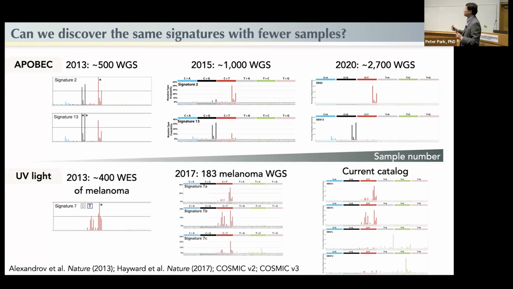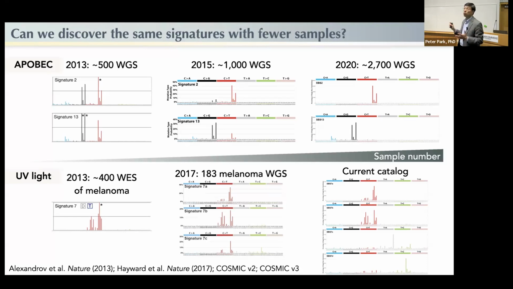Another thing is that the catalog keeps changing because this process of identifying the signatures accurately requires a lot of data. And so here, there's a well-studied enzyme, APOBEC, that's really important. We're trying to figure out what that signature looks like. In 2013, with 500 whole genomes, it figured out that there were 2 processes that look kind of similar that's attributed to APOBEC. Well, it turns out that as we got more and more data, the signatures kept changing, and now it looks like this, okay?